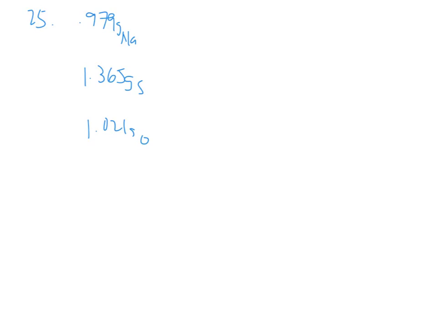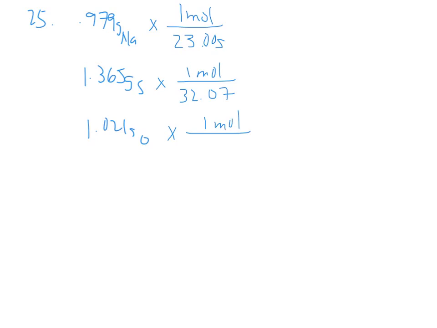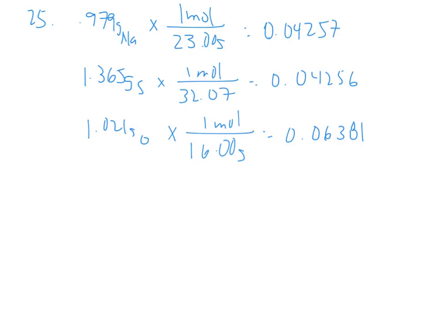Question number 25, I'm told a sample compound contains sodium, sulfur, and oxygen, and I've been given these mass amounts for each and asked to determine the empirical formula. So your first step is you need to find your molar amounts of each. So if I divide by 23 grams here, sulfur, I'm going to divide by the 32.07, and oxygen by the 16 to get my molar amounts. So here's the molar amounts I got for each.